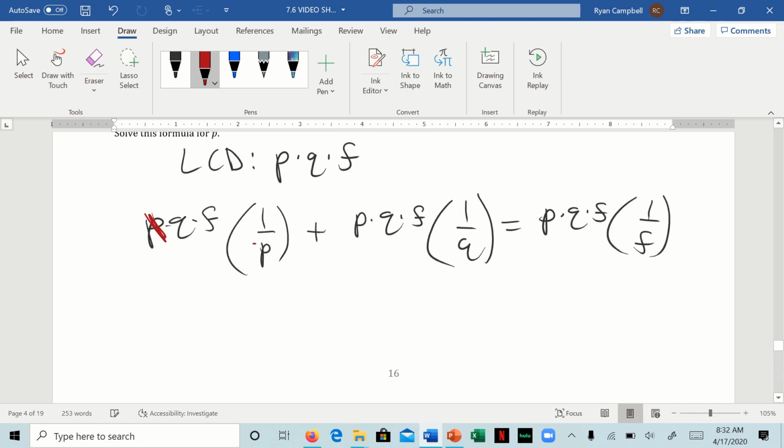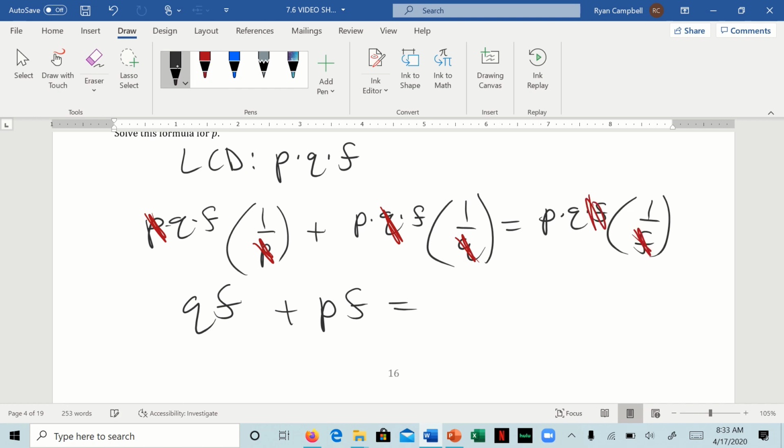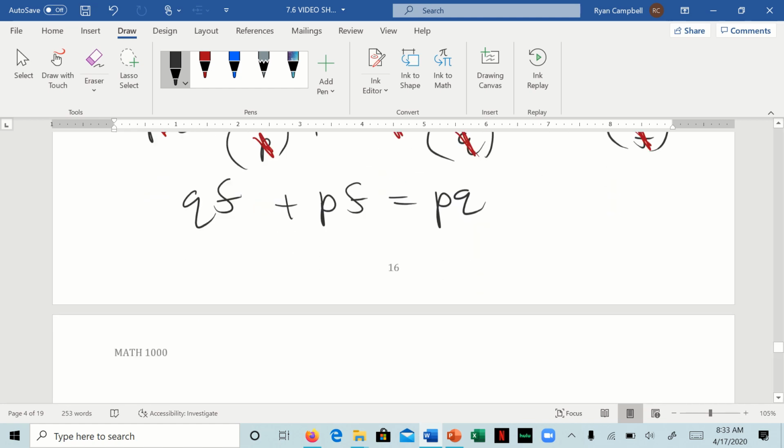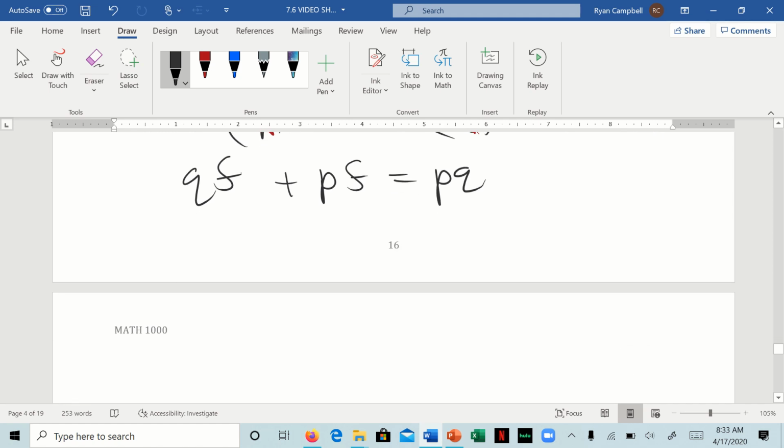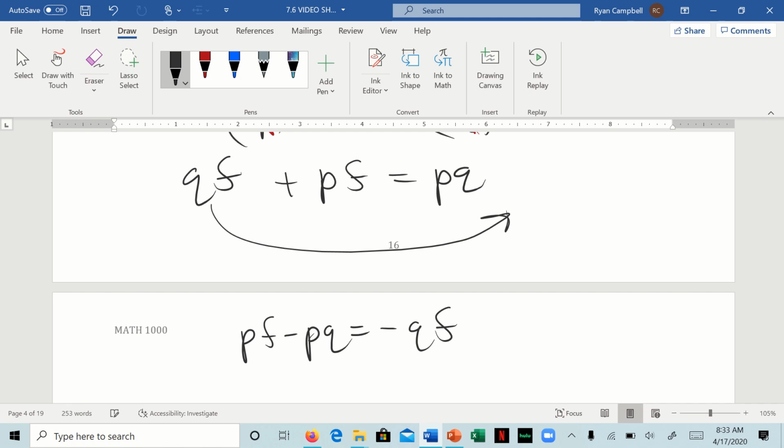For the first term, the p's cancel, and we're left with qf. For the second one, the q's cancel, and we're left with pf. For the last one, the f's cancel, so we're left with pq. If you want to get the p's together, we can subtract pf minus pq, and then subtract the qf to the other side.